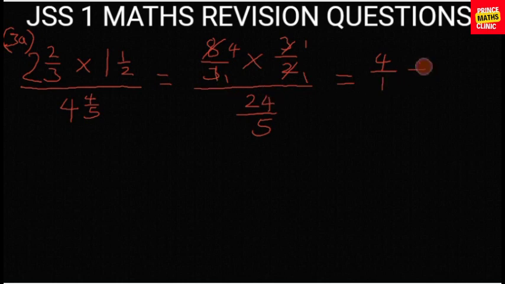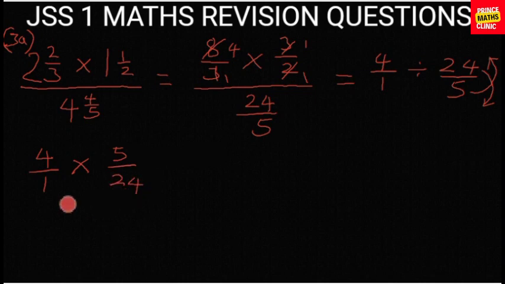Then I want to write the divide sign, divided by 24 over 5. Now, when division turns to multiplication, what will it be? It will now become 4 over 1 times, what is down will go up and what is up will come down. That's the rule. So it becomes 5 over 24. Good. So 4 here, 1; 4 here is what? 6. So we have it as 5 over 6. That is the solution to the A part of the question.